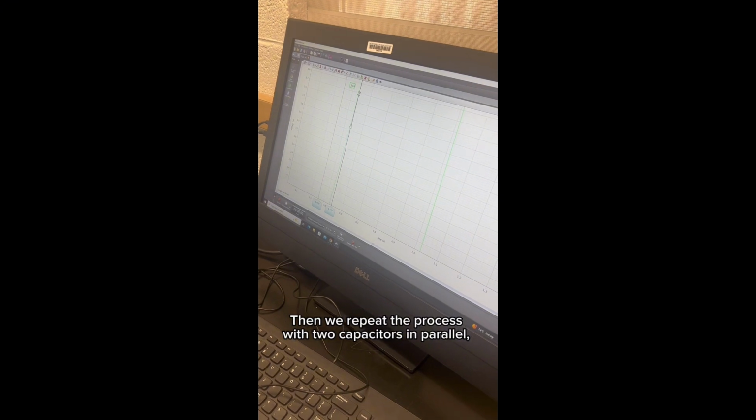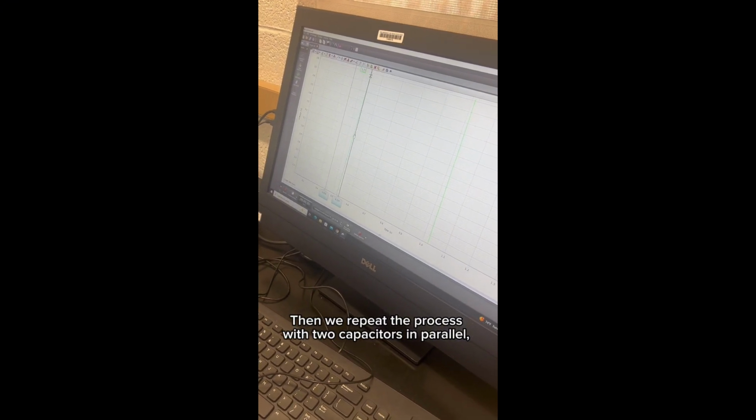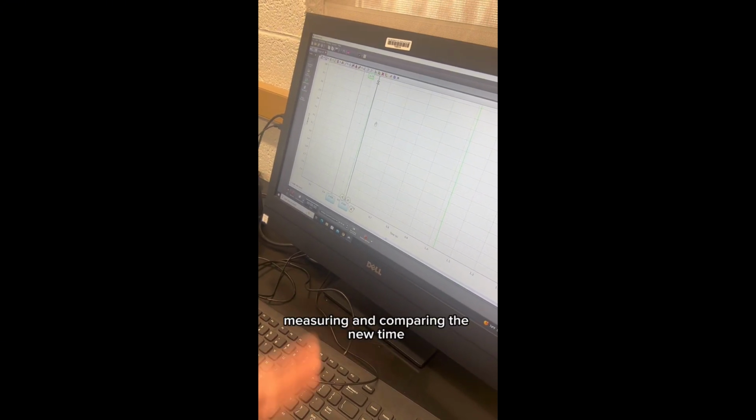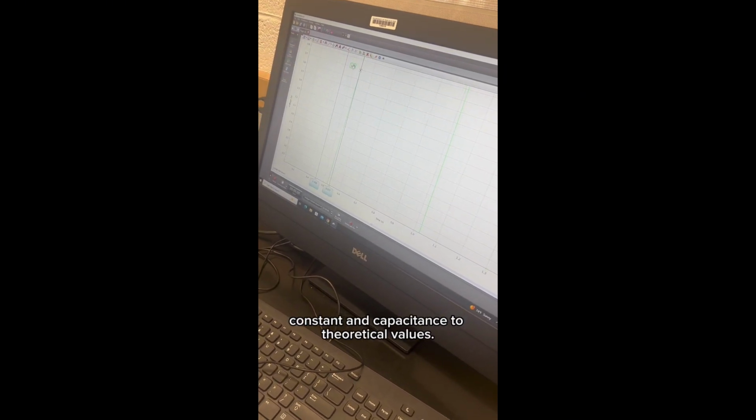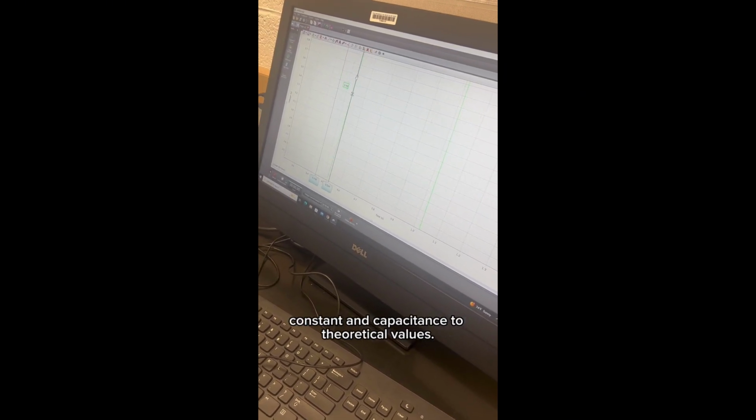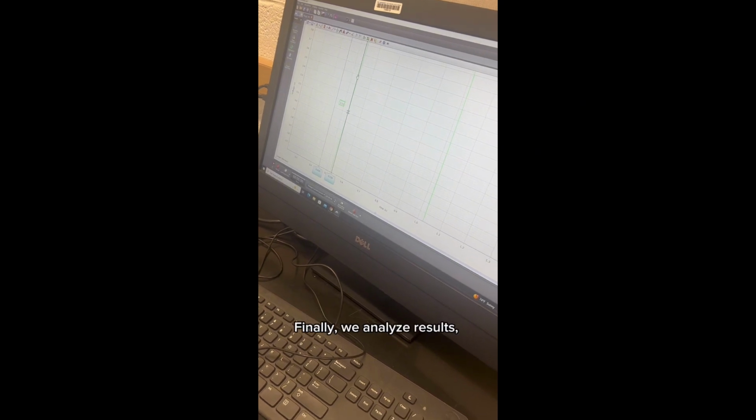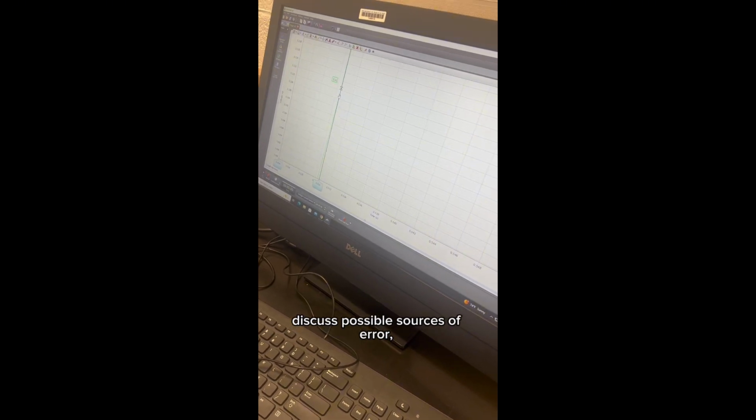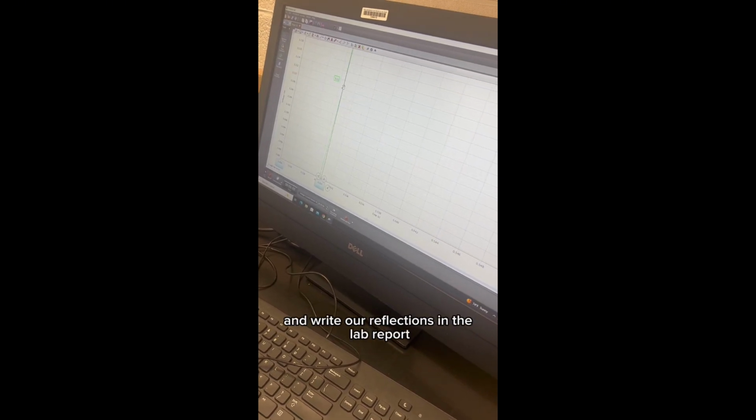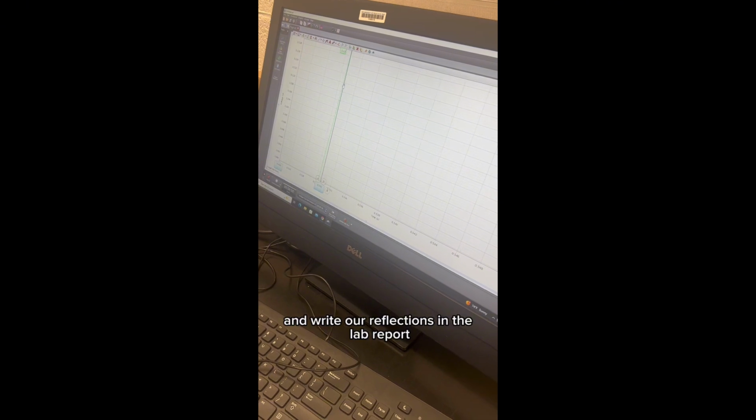Then we repeat the process with two capacitors in parallel, measuring and comparing the new time constant and capacitance to theoretical values. Finally, we analyze results, compare percent errors, discuss possible sources of error, and write our reflections in the lab report.